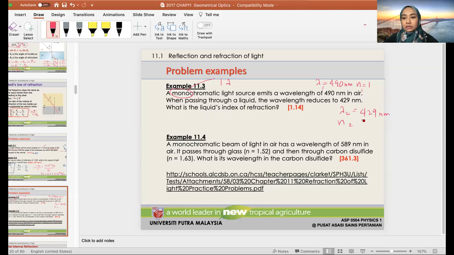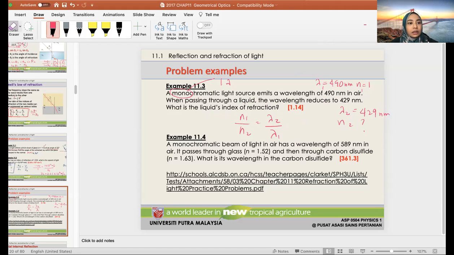What is n2? So easy, just use the ratio. n1 over n2, lambda 2 over lambda 1. It must be flipped for n. Everything else is the same except n. Only n is flipped relative to everyone else. So just plug in those values. So let's do that.